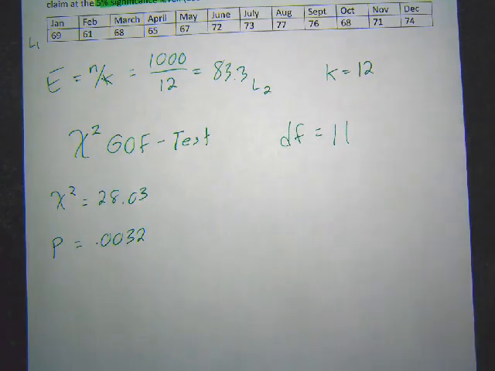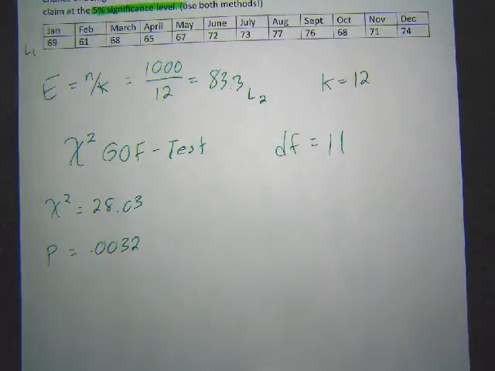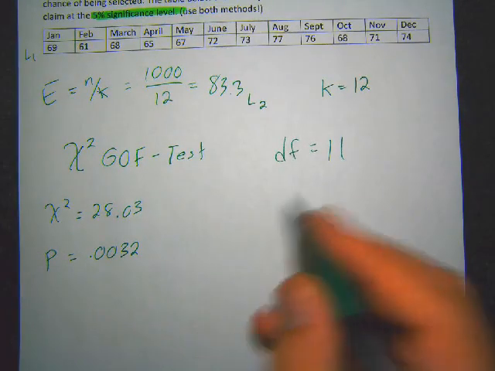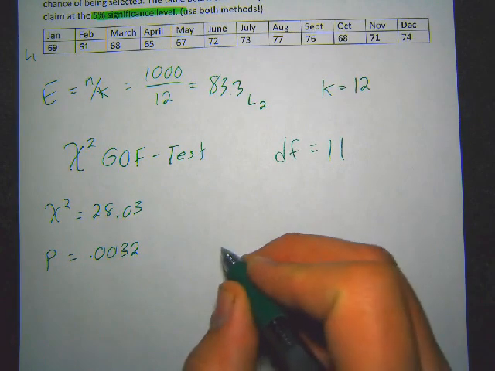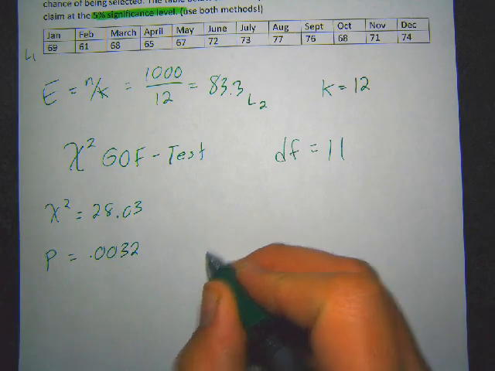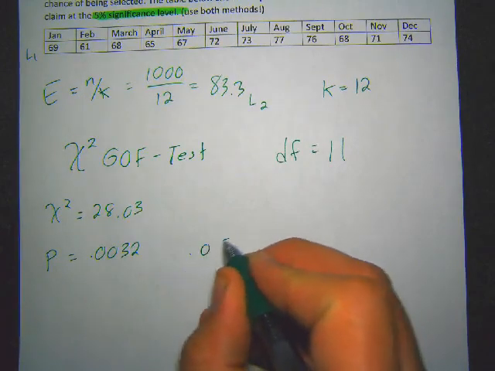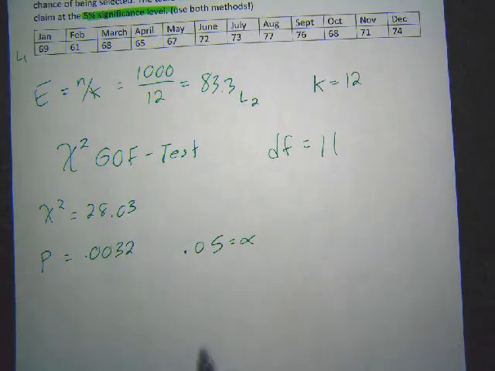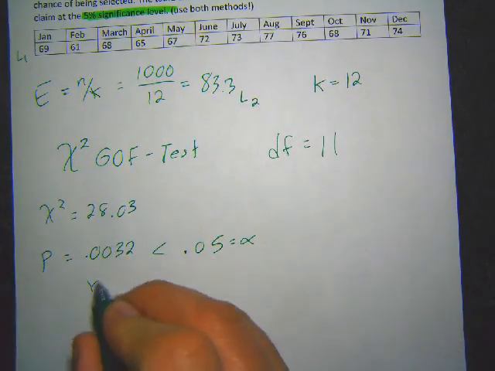So using this p-value, we would compare the p-value with the significance level of 0.05. And again, 0.0032 is less than the significance level, so we reject.